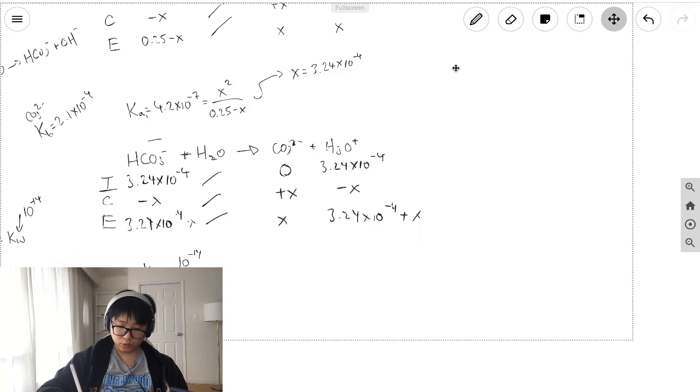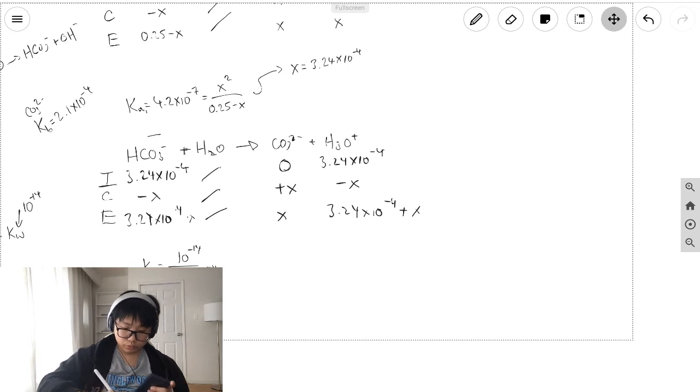Okay, so let's do a quick check to see if we can do the 100 rule or 500 rule or whichever. In this case, I'm going to divide 3.24 times 10 to the negative 4 by 4.76 times 10 to the negative 11. That's going to be 6 million. So we can definitely do the 100 rule or 1,000 rule.